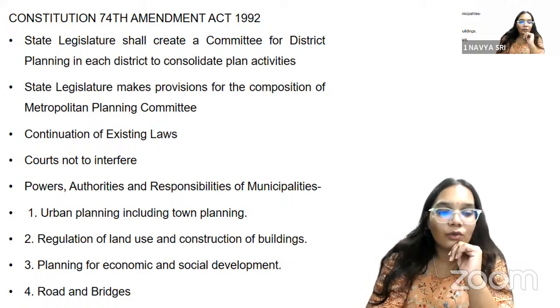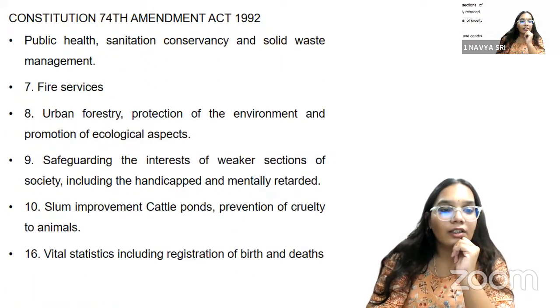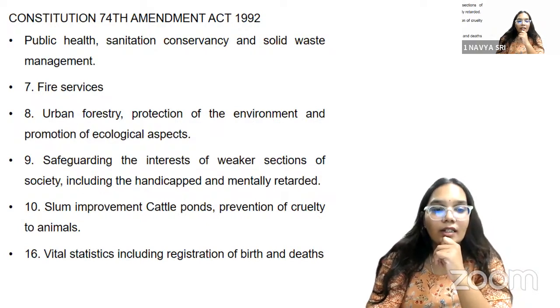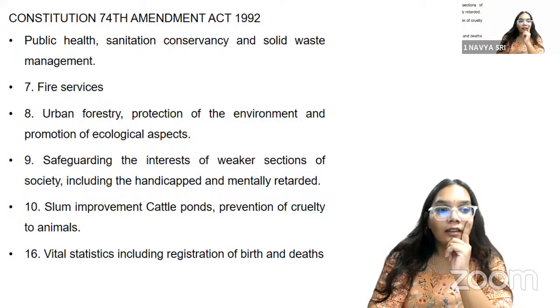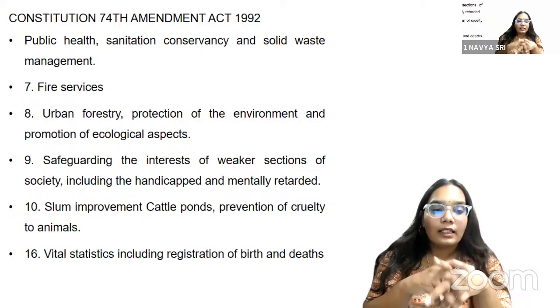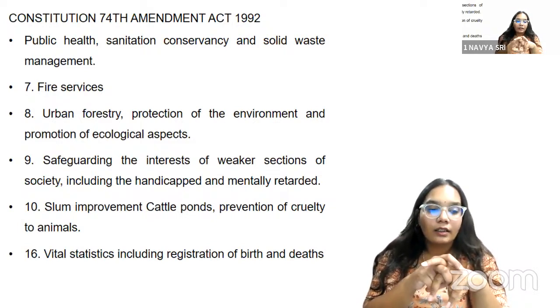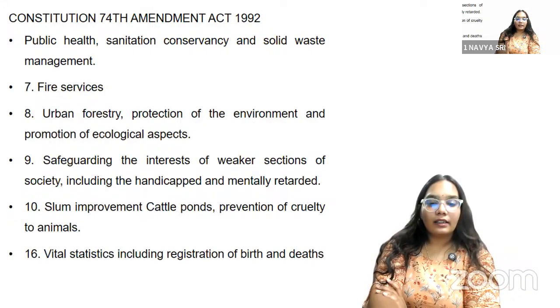Then planning for economic and social development, constructing roads and bridges. Then looking into public health, sanitation, then fire services, urban forestry, protection of the environment, plant trees, look after old trees, and promote ecological aspects. Then safeguard the interests of weaker sections, including the handicapped and the mentally retarded, then slum improvement, cattle ponds, prevention of cruelty to animals, vital statistics, including registration.